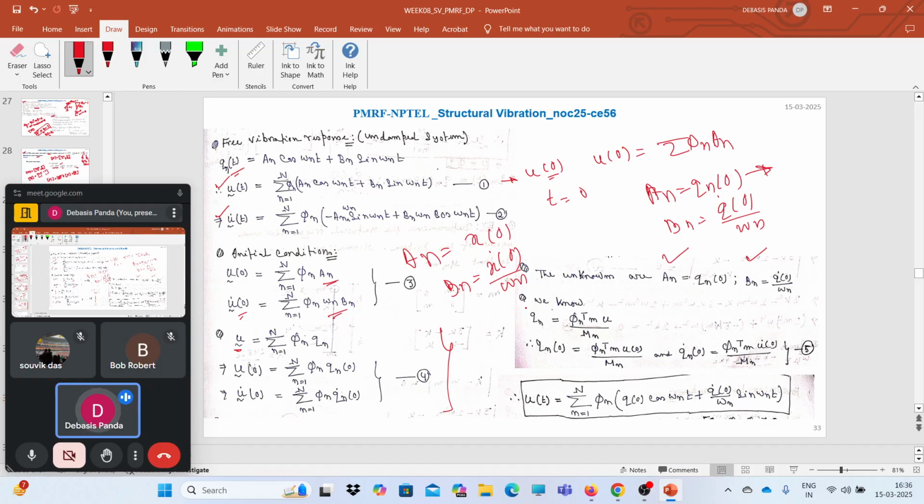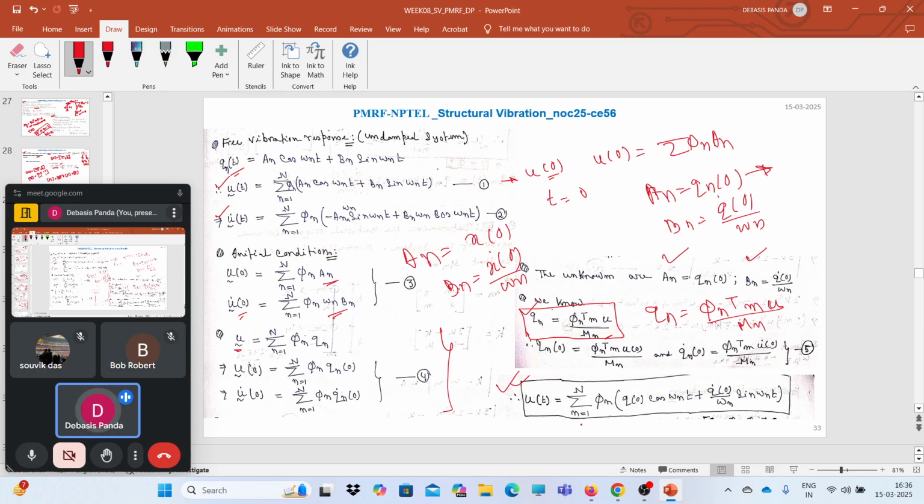So what will be the value of qn? Qn we know is phi n transpose m u by mn. Already we have derived on the previous slide that the modal participation factor qn, or the modal coordinate, is nothing but phi n transpose m u, that means the initial displacement, divided by the component of the mass normalized matrix. So now your equation of motion, the solution is ready.